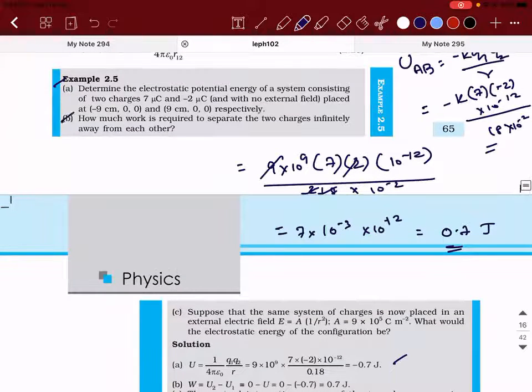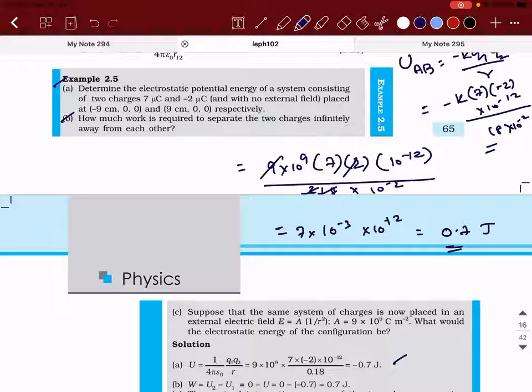Okay, next. How much work is required to separate the two charges infinitely away from each other? What is the meaning of this? Read the question carefully, you will get the answer. So what are they asking? How much work is required to take these charges and separate them to infinite distance?